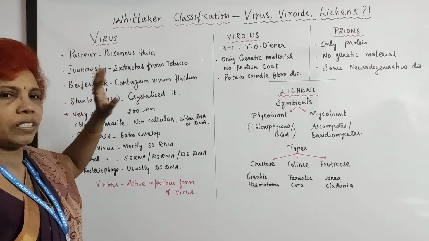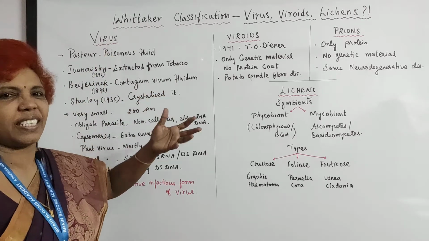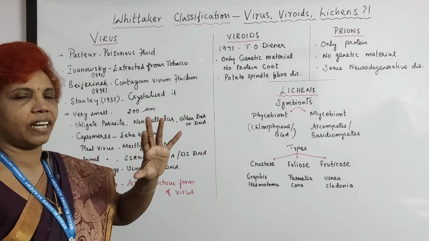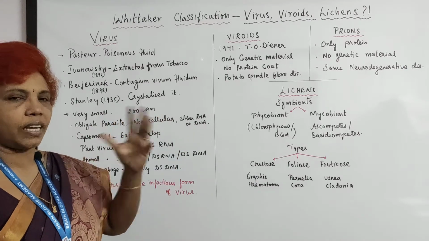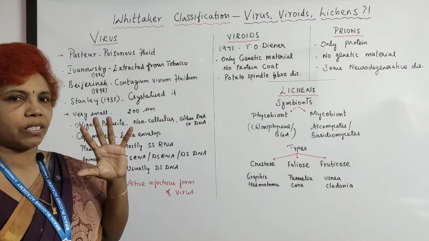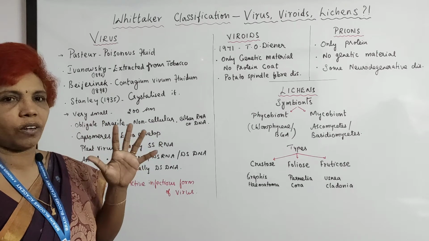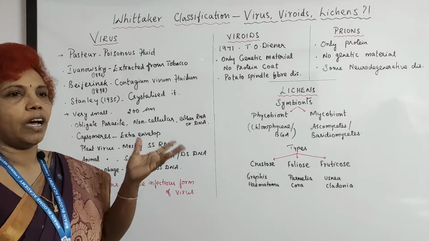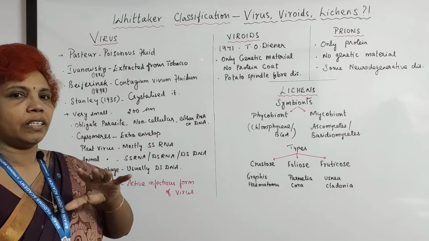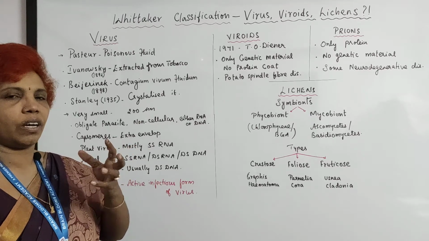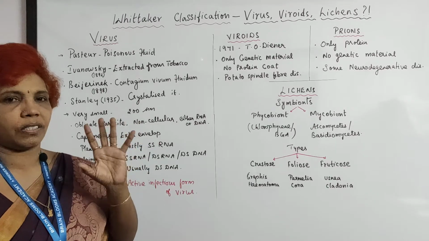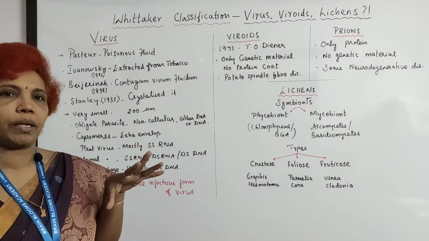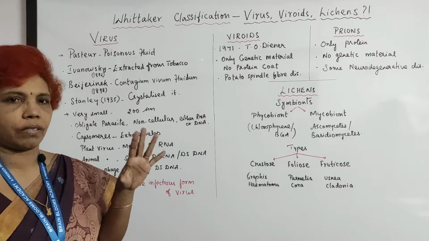It is the smallest entity, you cannot even say cell, because inside the host cell it has the capacity to replicate and multiply, and is considered to be a living cell. Outside the host cell they are in crystal form, so they are obligate parasites. Generally they are called obligate parasites, they live only as a parasite.